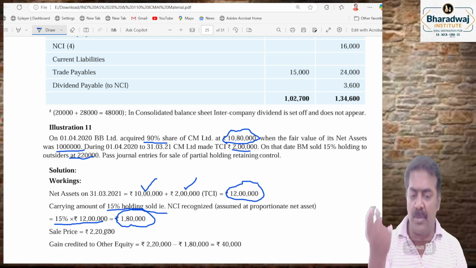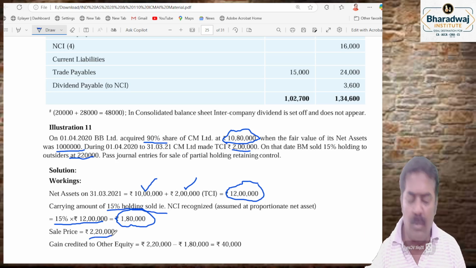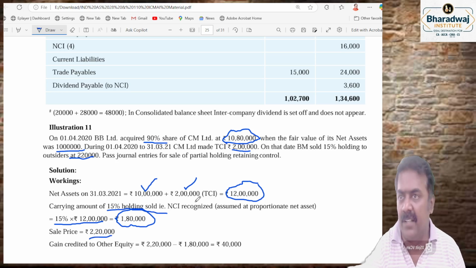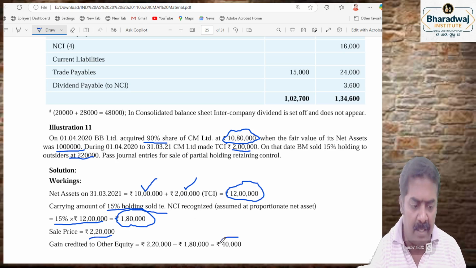But we sold the investment for 2 lakh 20,000. Is it a profit or loss? Profit. It will be credited to reserves and surplus.